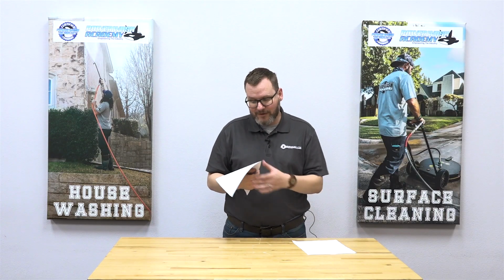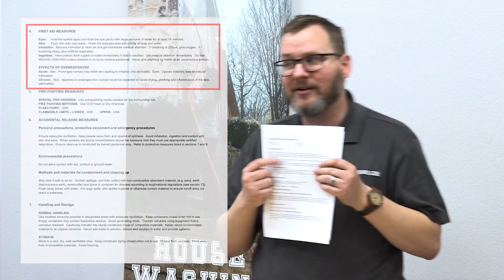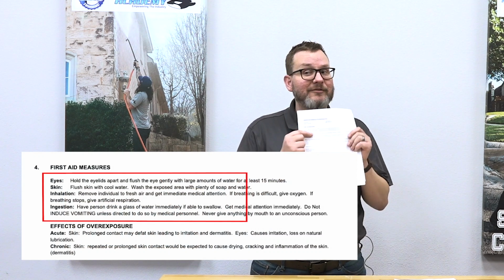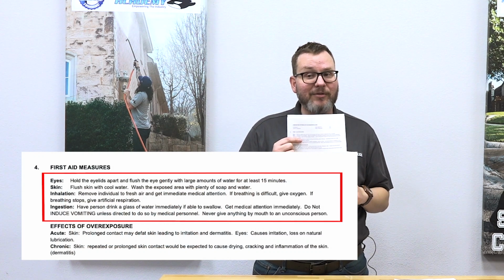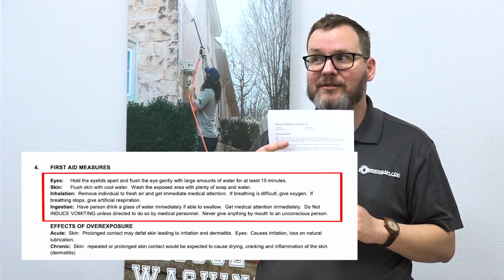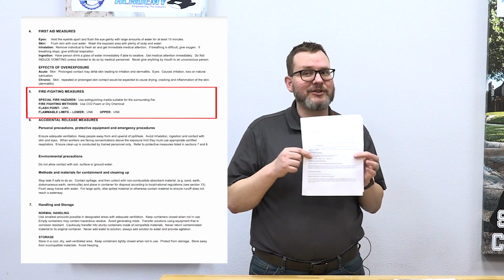And then moving on, we have section 4, which is first aid information right there. So if you happen to get this particular chemical on your skin or in your eyes, in your mouth, it's got information about exactly what to do right here in section 4. Section 5 is firefighting instructions.